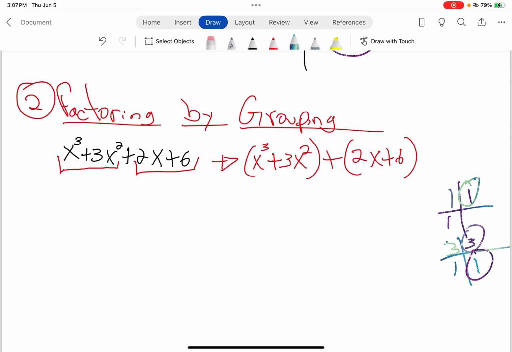And then when we're looking in terms of variable, remember I told you that in terms of variable, you only have to take the variable which has the lower exponent.